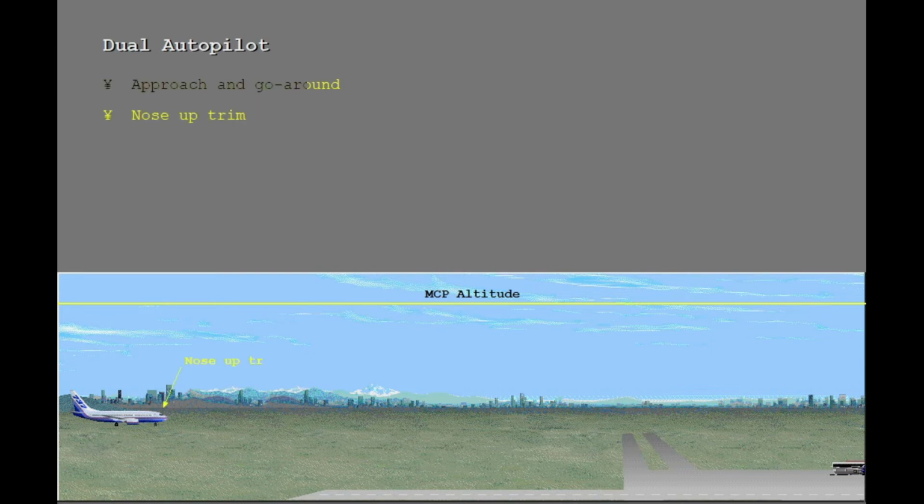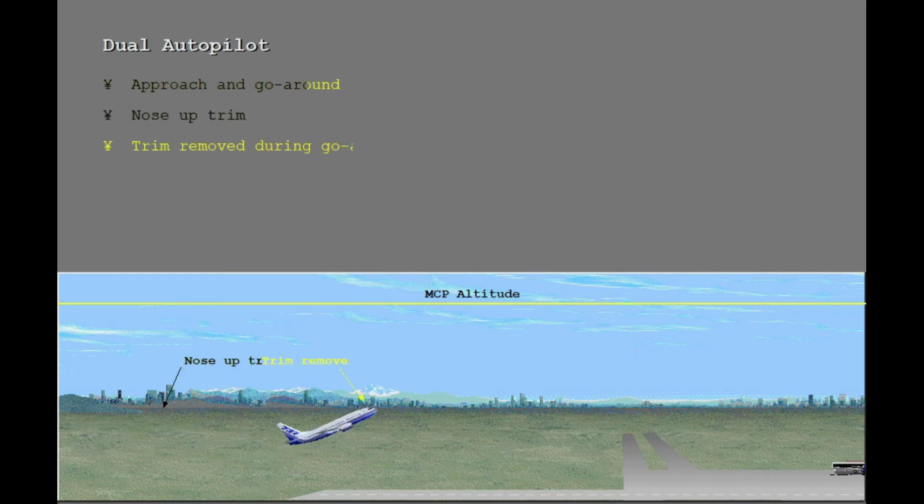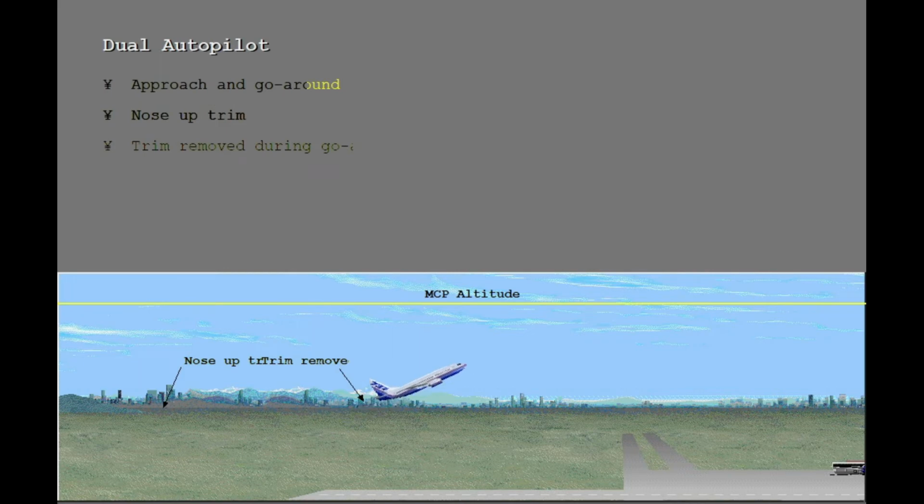On a dual autopilot approach, the autopilot adds nose-up trim on short final. When a missed approach occurs, the autopilots start to remove the nose-up trim to prepare for single autopilot operation. After the trim is removed, altitude acquire can engage for level off.